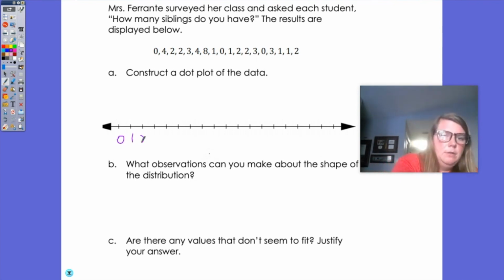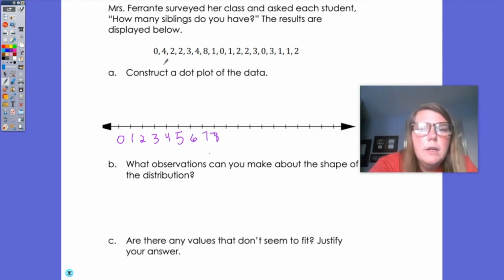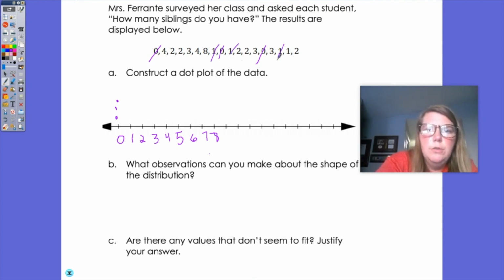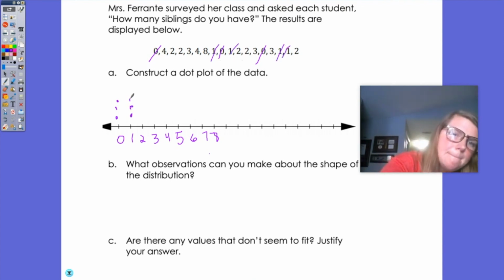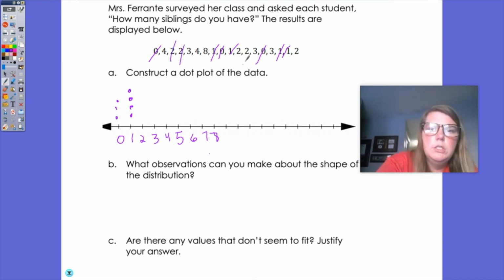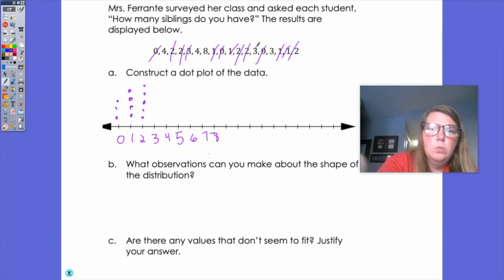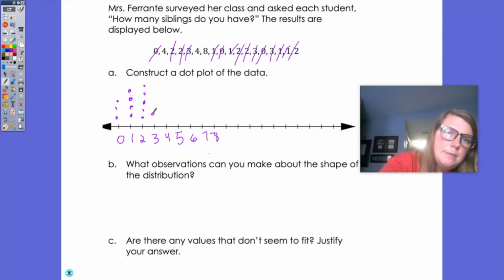So we'll start with 0, and it looks like 8 is the biggest number. So zeros, I see 1, 2, 3. So we'll have 3 dots above 0. 1, I see 1, 2, 3, 4 ones. 2s, 1, 2, 3, 4, 5. 3s, 1, 2, 3 threes. 2 4s. And then 1 8. Wow, I can't imagine.